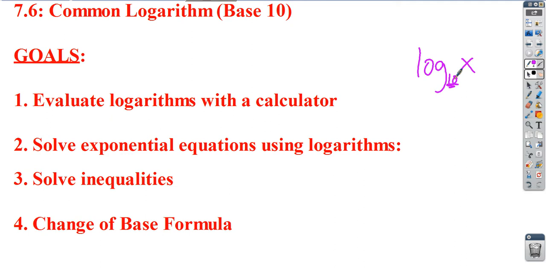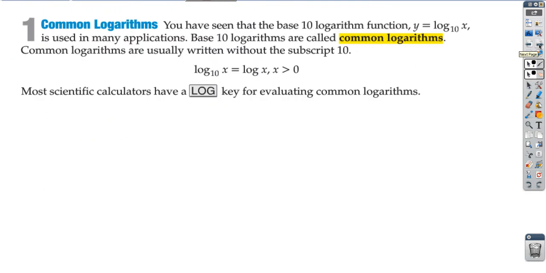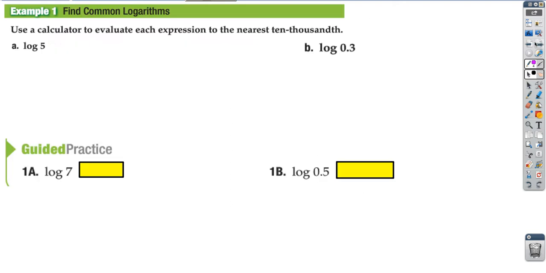So a couple of things we want to do in this section. First, show you how to find them on a calculator, and then solve exponential equations by using logarithms, also solve inequalities, and then something at the end called the change of base formula. Okay, so first of all, there's a button on the calculator that usually says log, and I'll show you where to find that. And that's how you find logarithms.